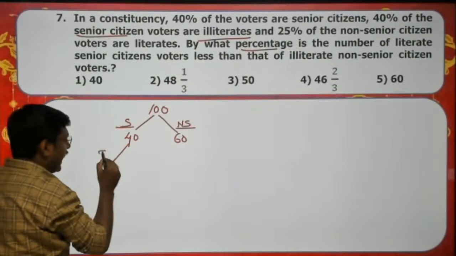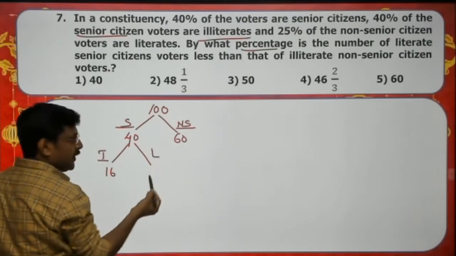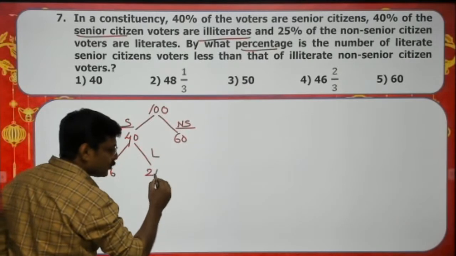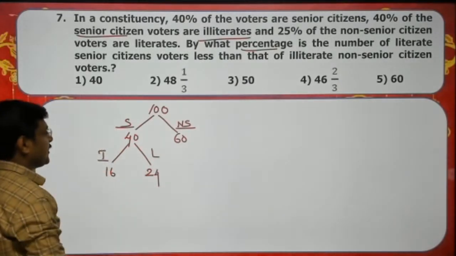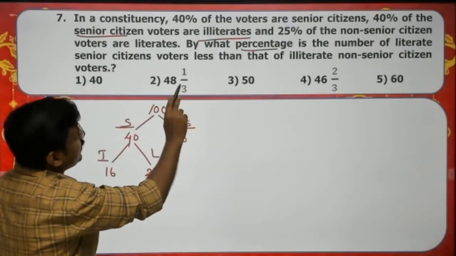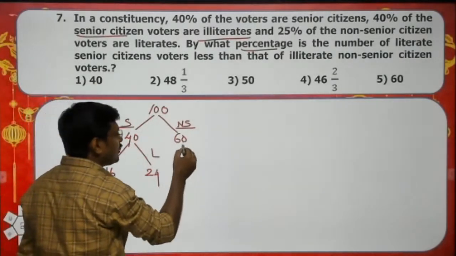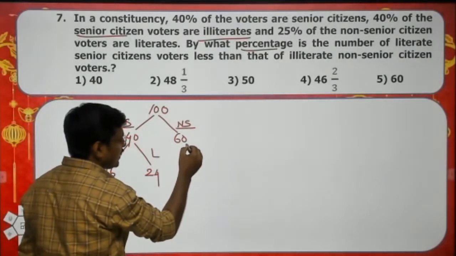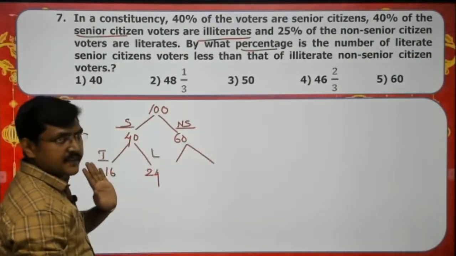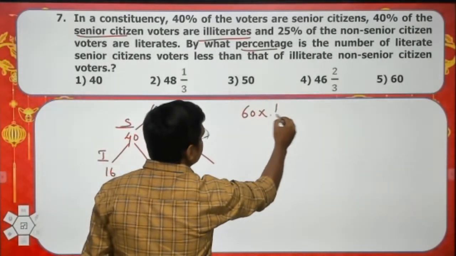Illiterates, I am writing it as I. If 16 are illiterate, then literate will be 40 minus 16, that is 24. So 24 literates are there. So this is literate. Similarly, 25% of the non-senior citizens are literates. So 25% of non-seniors. If we consider this as 60, 25% means we know that it is 1 by 4.